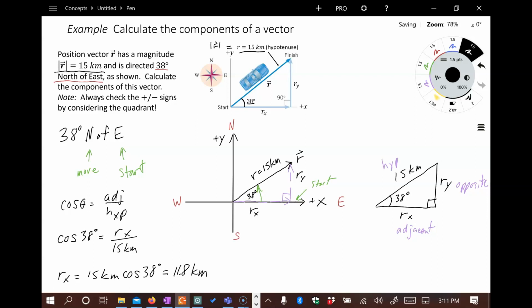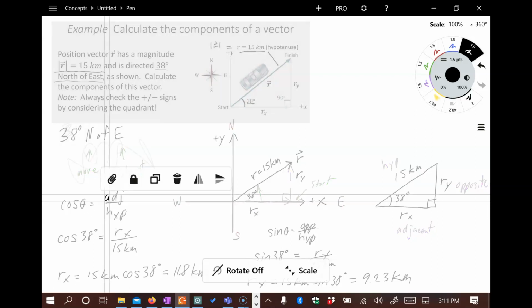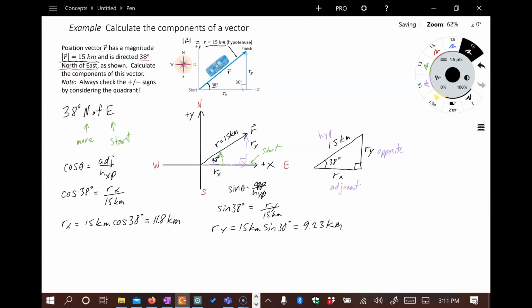Similarly, for Ry, we can use the sine function. Recall sine theta equals opposite over hypotenuse. In this case, sine of 38 degrees is equal to Ry divided by the hypotenuse, 15 kilometers. And when we solve for Ry, similarly, we end up with 15 kilometers multiplied by sine of 38 degrees, which is equal to 9.23 kilometers. So we've solved for a few things here now, but we're not done yet.